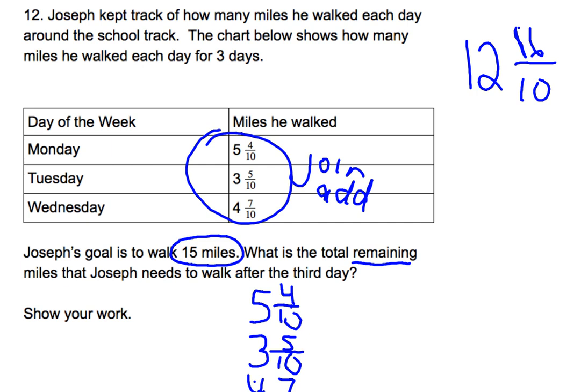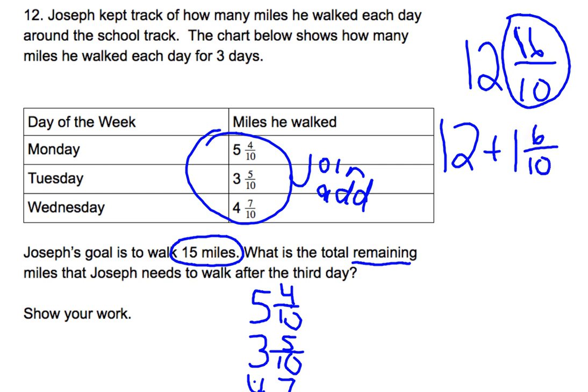So I have 12 and 16 tenth miles. However, this is a fraction greater than 1. So the 12 stays. So I am going to change 16 tenths into 1 and 6 tenths. So that is 13 and 6 tenths. That's how many miles he walked in the 3 days. But he needs to reach the goal of 15 miles, and he didn't.